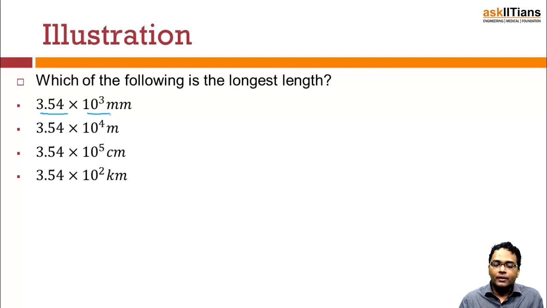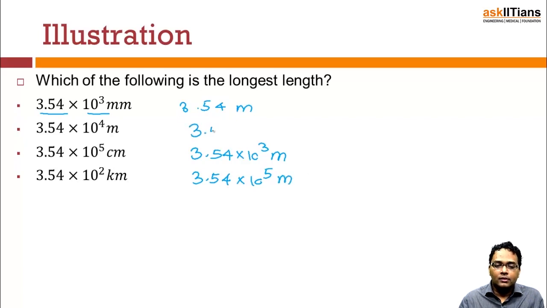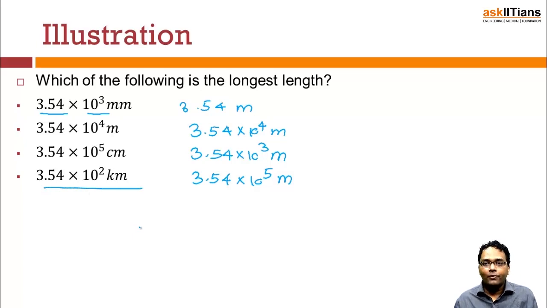Now 3.54 into 10 raised to the power 3 millimeters. If you change it into meters, this becomes 3.54 meters. Then 3.54 into 10 raised to the power 5 centimeters. You have 10 raised to the power 2 centimeters in a meter, so this becomes 3.54 into 10 raised to the power 3 meters. Further, you have 3.54 into 10 raised to the power 2 kilometers, so this is given by 3.54 into 10 raised to the power 5 meters. And then this is 3.54 into 10 raised to the power 4 meters. So obviously which one is the longest? It's quite obvious that this is the longest. Hopefully you understood about this.